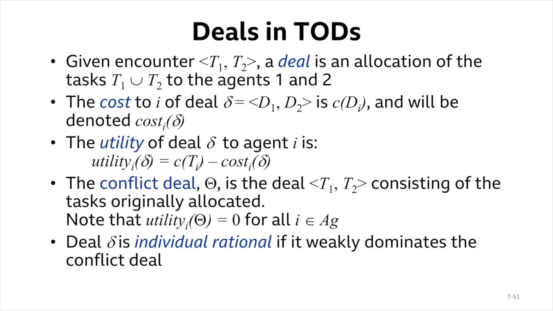Weakly dominates just means that the utility that an agent gets from a deal is at least as much as the utility it would get from the conflict deal. Individual rationality is a basic requirement for deals. No agent will ever accept a deal which is not individual rational, because by definition, it will just revert to its tasks in the conflict deal.